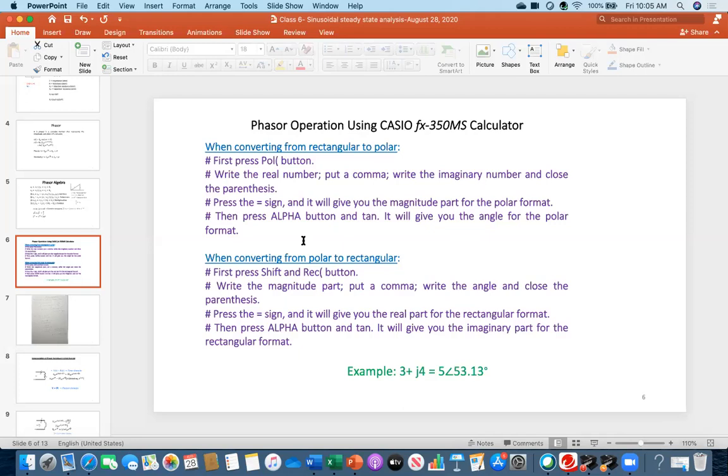How to get the angle? Then press the alpha button and tangent button. It will give you the angle for the polar format. So this is the rule for my calculator, Casio FX 100C. Let me show you just a moment. Everybody, can you see my calculator?